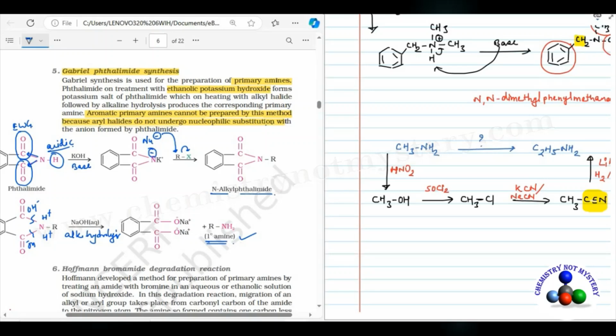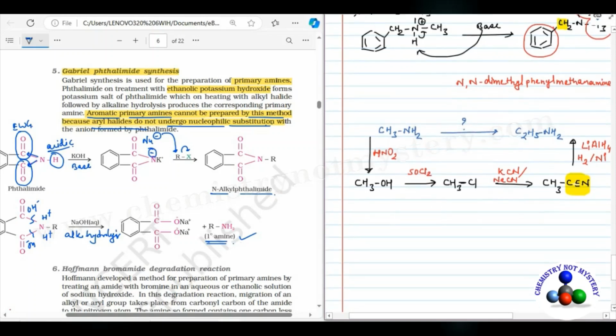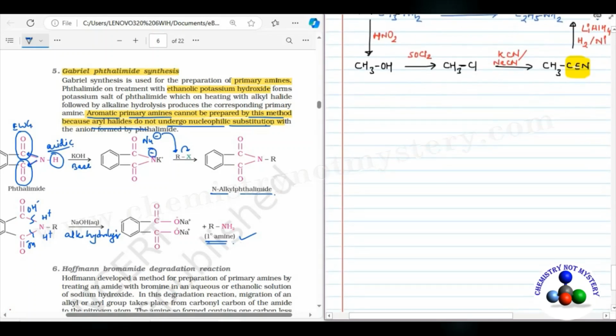Now let's try to understand the meaning of the last three lines. Here it is written, aromatic primary amines cannot be prepared by this method because aryl halides do not undergo nucleophilic substitution with the formed anion. So let's try to understand why aromatic amine cannot be prepared by this reaction. Here the reason is given that aryl halide does not undergo nucleophilic substitution reaction.